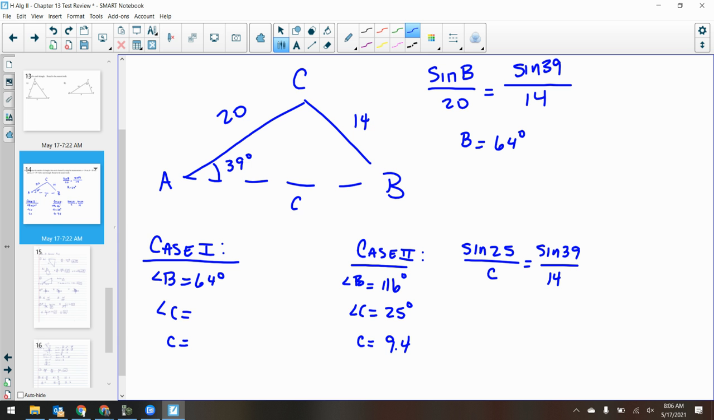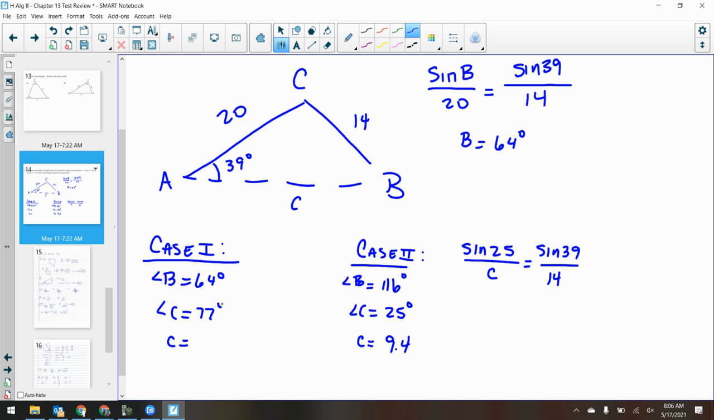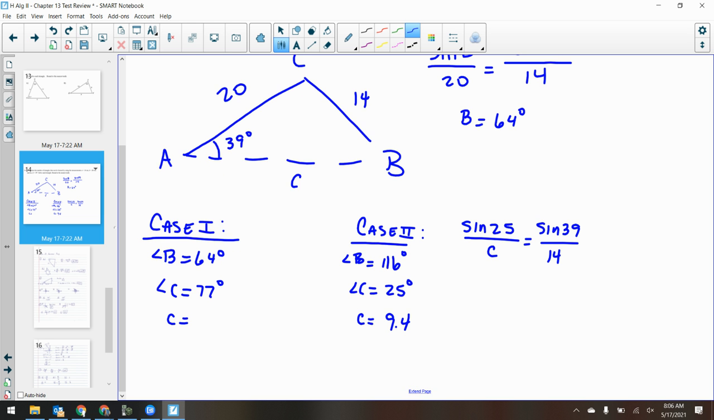We jump back to case 1. We say 180 minus 64 minus 39. My angle C is 77 degrees for case 1. And now we finish off case 1 using this angle C. Sine 77 over C.